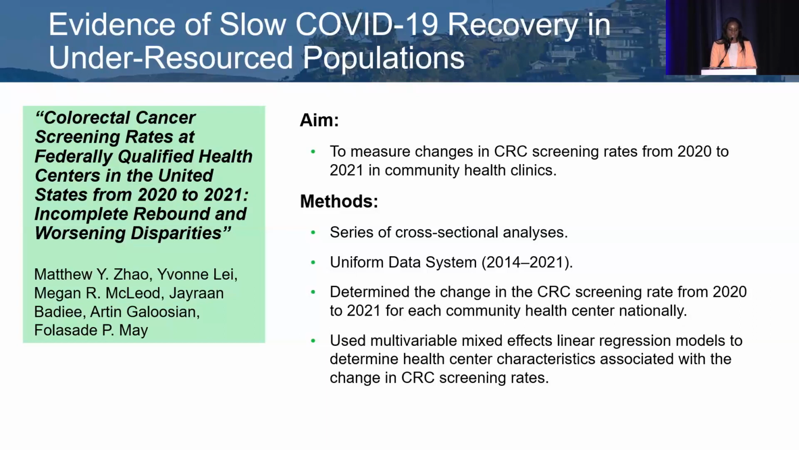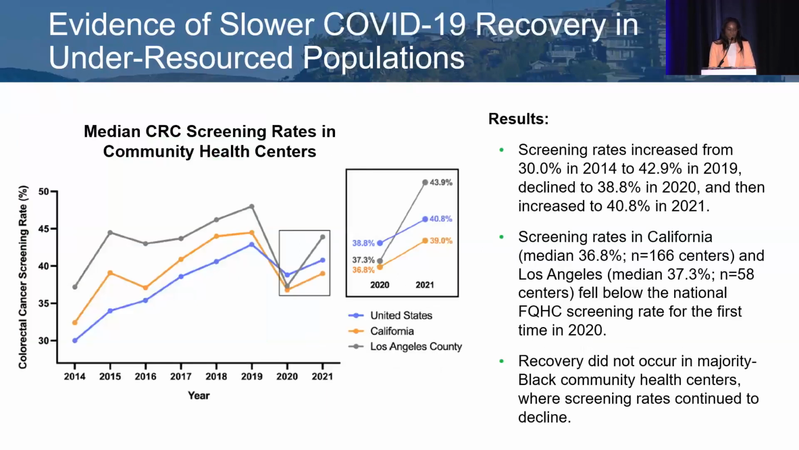The goal was to look at the change in the screening rate from 2020 to 2021 in each health system, and also to determine factors that were associated with this change in the screening rate. And this is the major result from the study. I want to point your attention to the 3 lines in the figure: the blue line towards the bottom being rates in the United States, the yellow line in the middle being screening rates in California, and the gray line towards the top being screening rates in Los Angeles County. And again, I want to reemphasize that this is just in community health centers or federally qualified health centers.